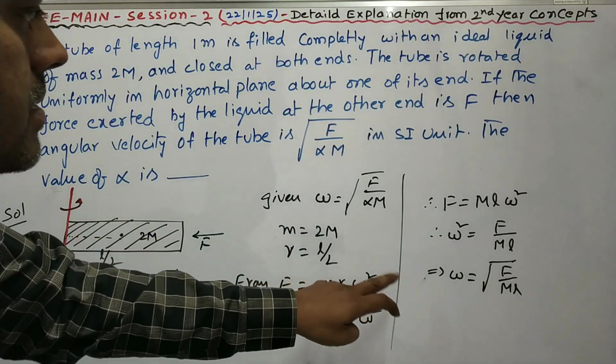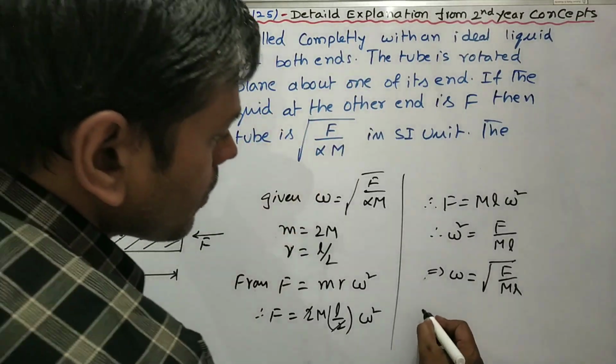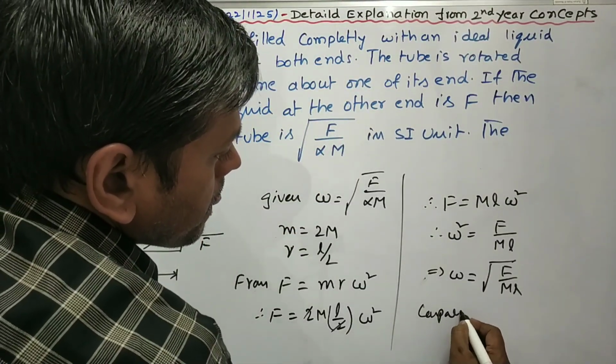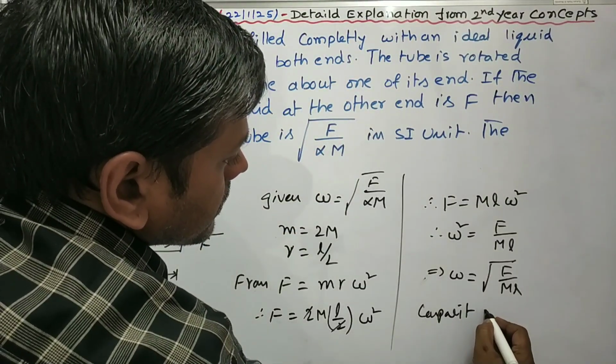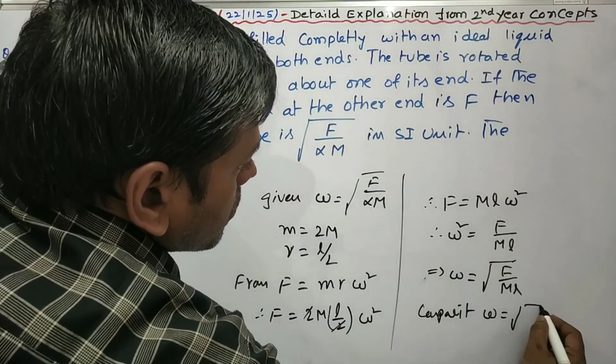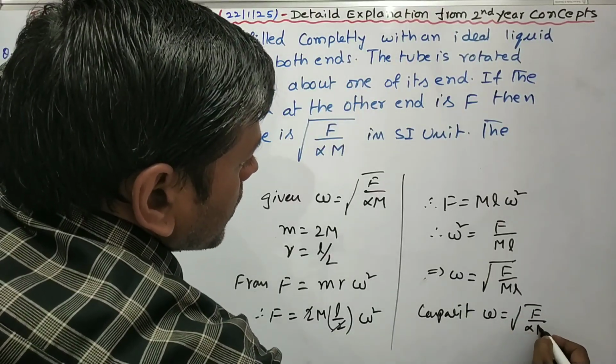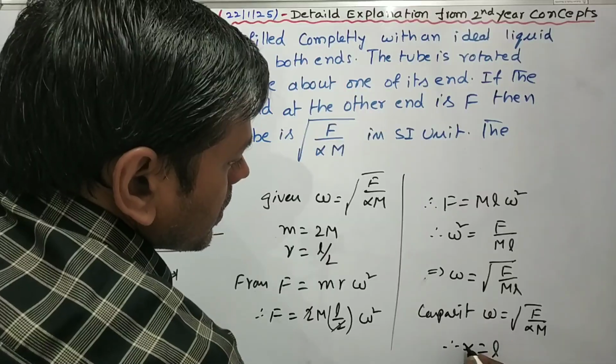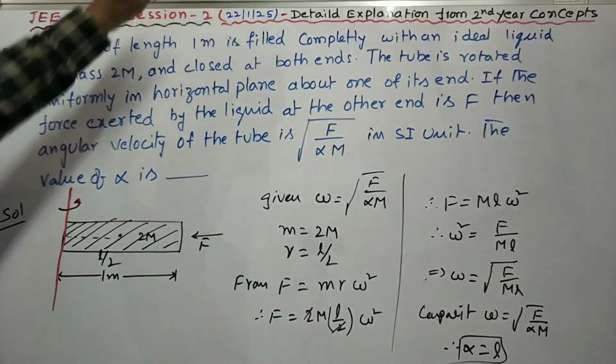Now compare this with the given expression, omega is equal to root of F by alpha into m. Therefore alpha is equal to L. That's it.